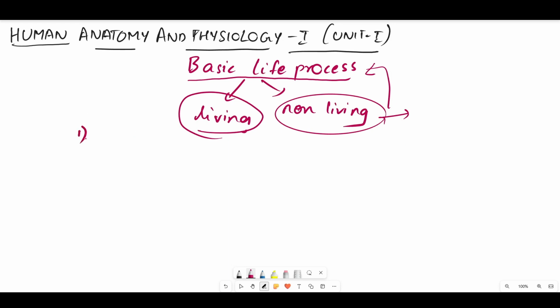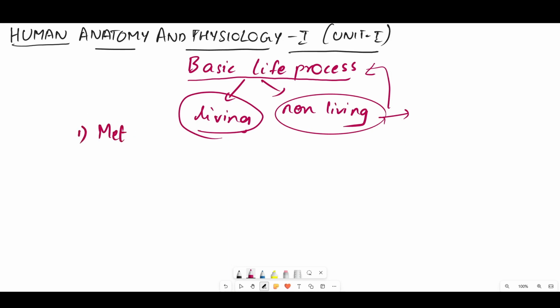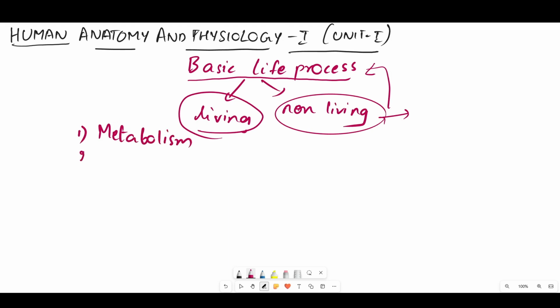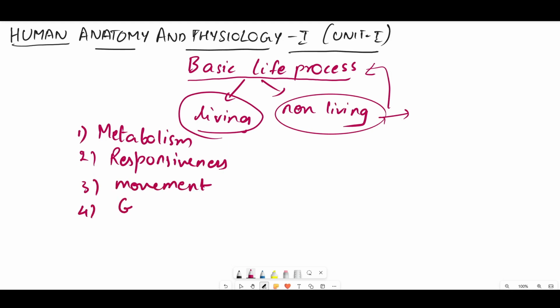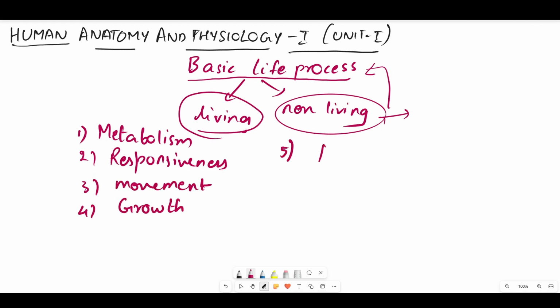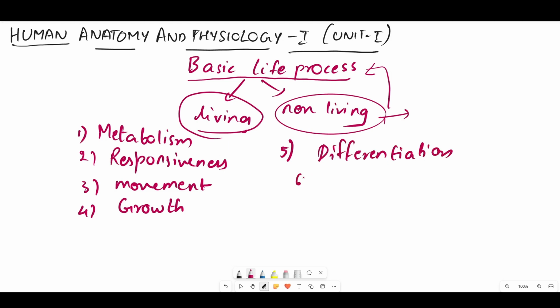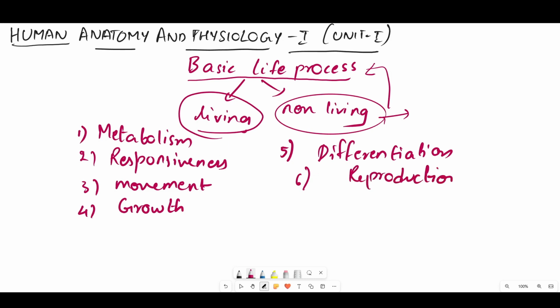The first one is metabolism, the next is responsiveness, then we have movement, growth, differentiation, and the last one is reproduction. These are the six basic life processes. Now let us discuss each one in detail.